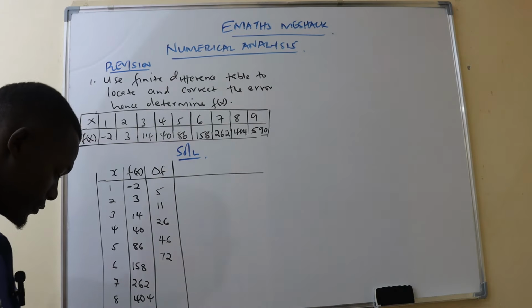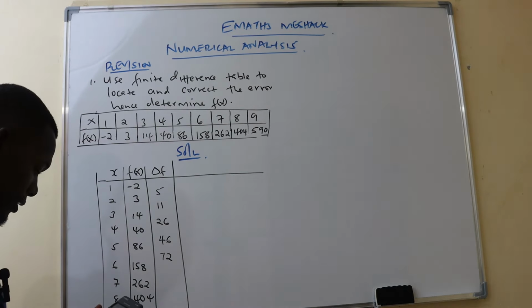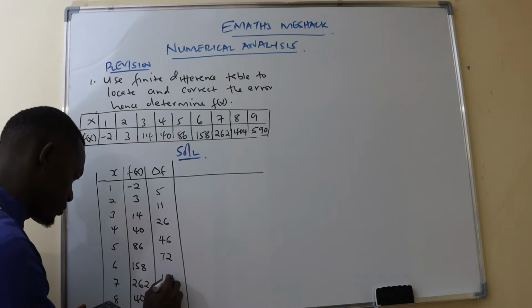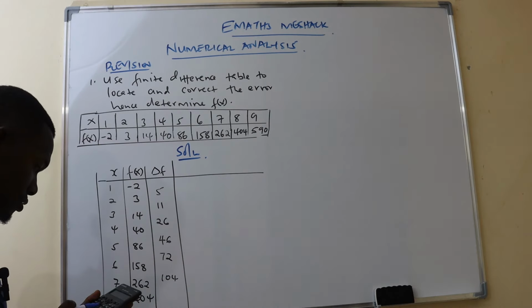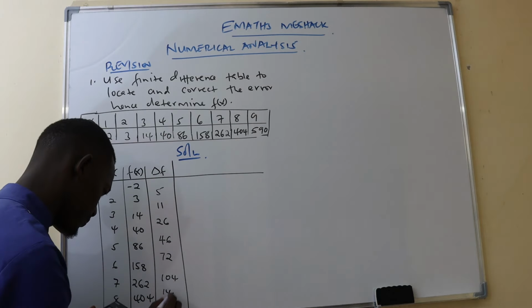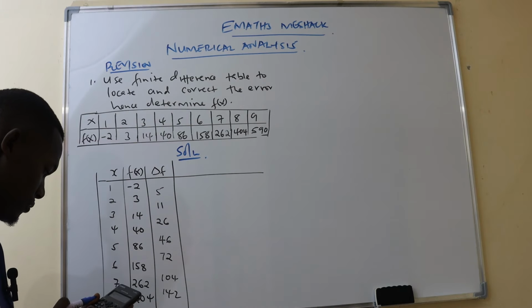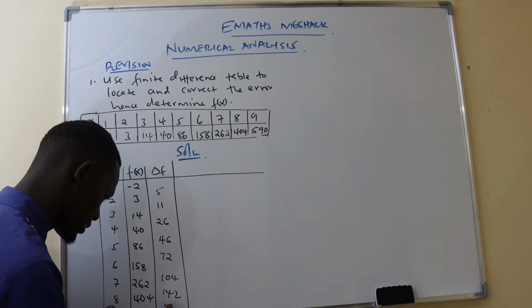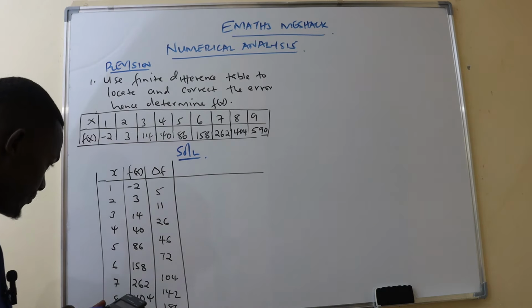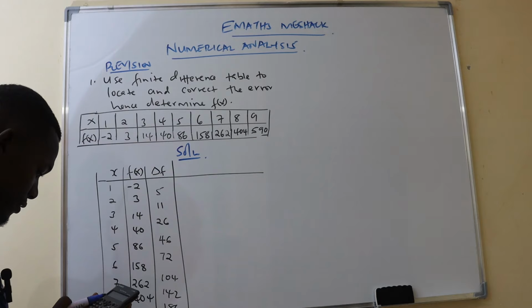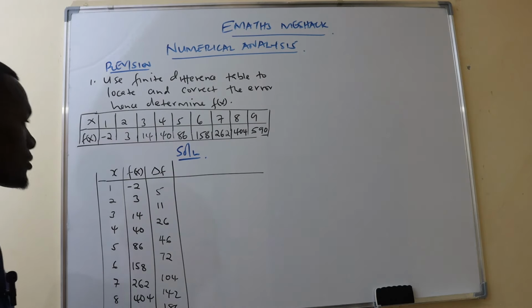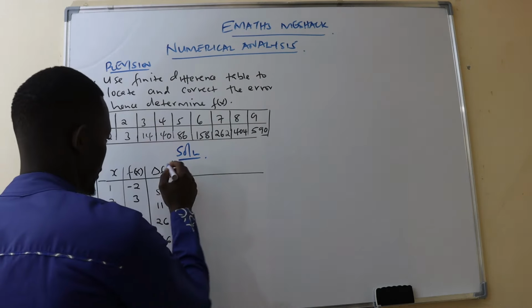Then you have 262 minus 158, which gives us 104. Then 404 minus 262 gives us 142. Then 590 subtract 404, we shall have 186. Let me confirm the entry here. Yes, it is 72. So that is the first finite difference.